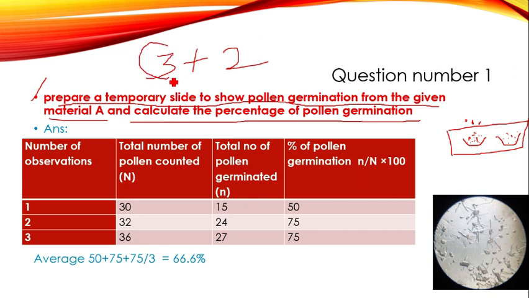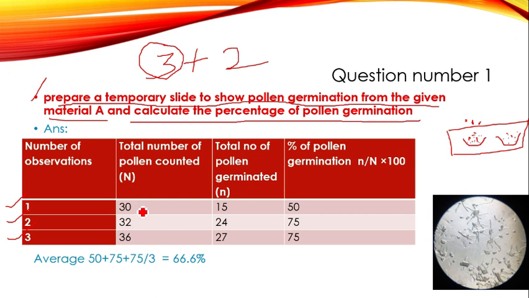If you prepare the slide perfectly, you will get 3 marks. Then how can you calculate? For calculation you have to make this table. In this table you can observe what happened in the first experiment, first slide. Again you have to do the same type of slide. Second time what happened, third time what happened.